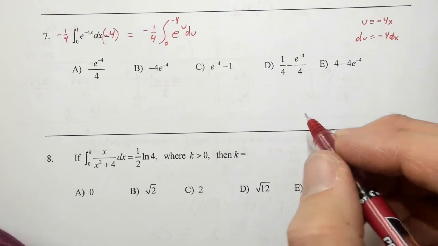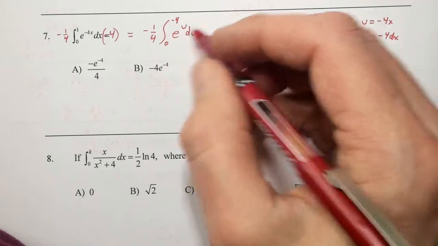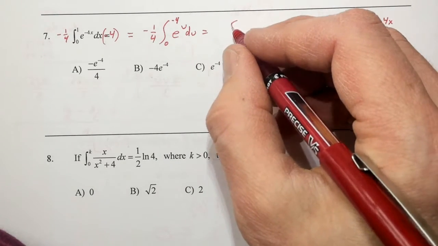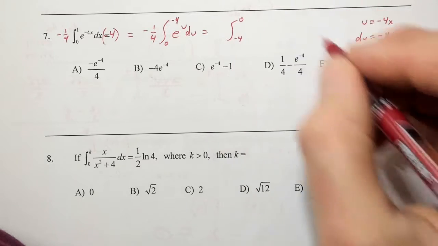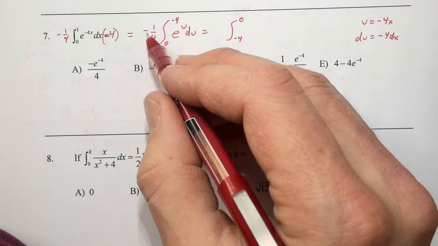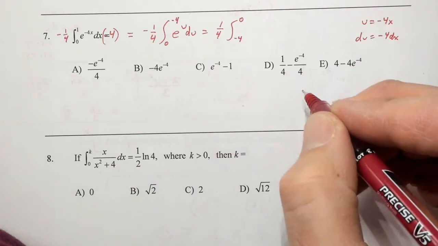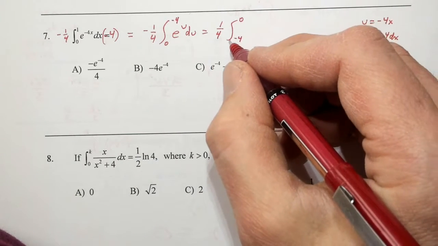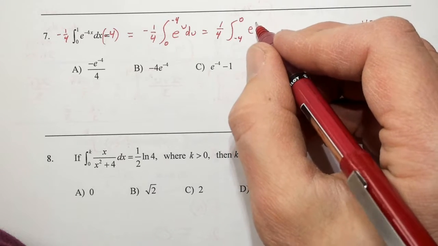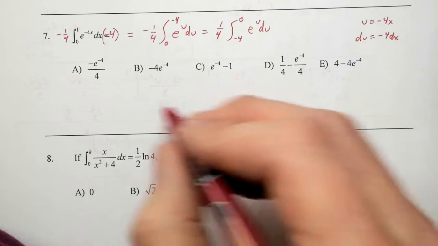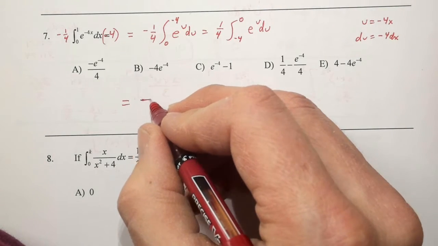Now some of you, your spidey sense is tingling. You know that these bounds are backwards, so we need the negative 4 down here and the 0 up there, which negates the entire integral. Well, the integral already had a coefficient of negative 1/4. Negative times a negative is a positive, so we have 1/4 the integral from negative 4 to 0 of e to the u du. Now it's time to take the antiderivative.